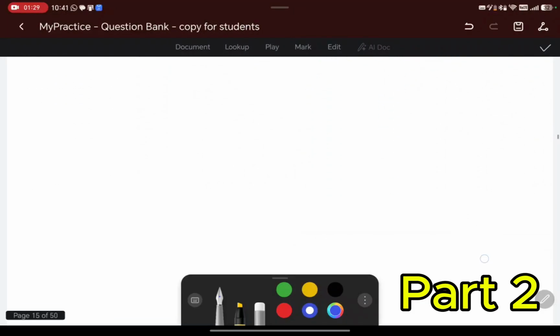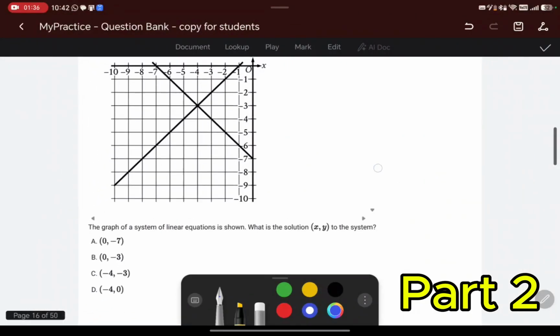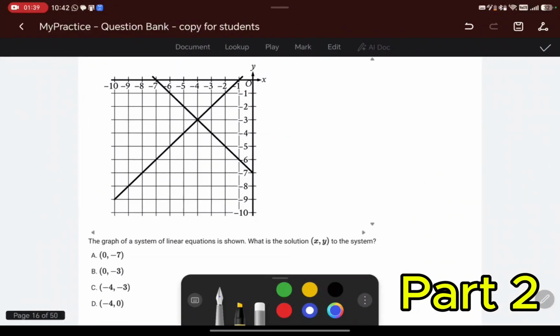Next, moving to this, and I will make it smaller to be shown. Here, the graph of a system of equations is shown. What are x and y? The graph has line L1 and line L2, and they are intersecting lines. Once they are intersecting, the point of intersection is the answer. On the x-axis we write first, which is -4, and on the y-axis second, which is -3. So the answer will be C in this question.